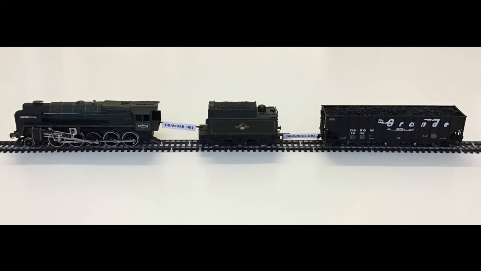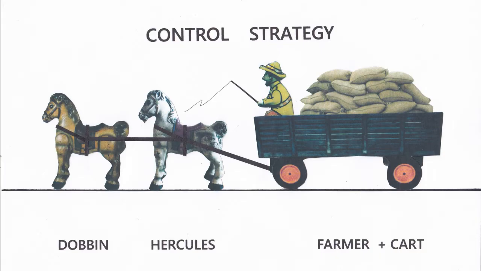At this point, I invented the analogy of Dobbin and Hercules. This enabled me to discuss the control strategy with people who had no knowledge of electric motors or electronics. A farmer has two horses, Hercules, who is a young powerful horse, and Dobbin, who is a more experienced horse but older and must not be overtaxed. The farmer wants to take a load to market along a level road.